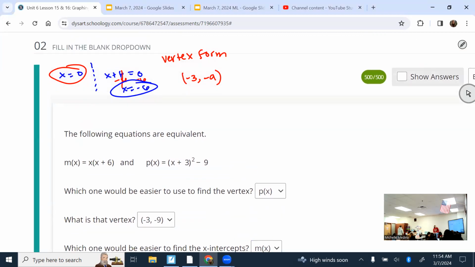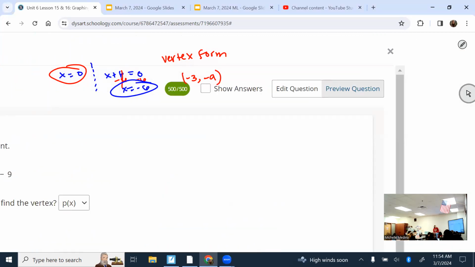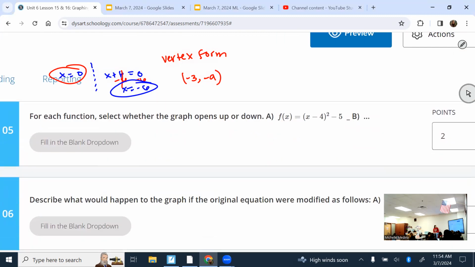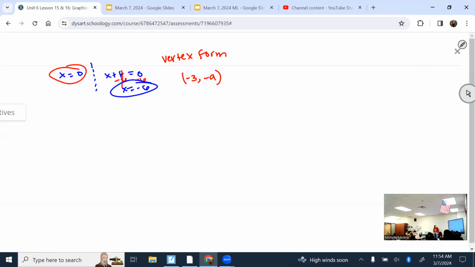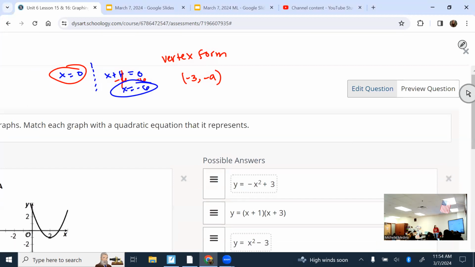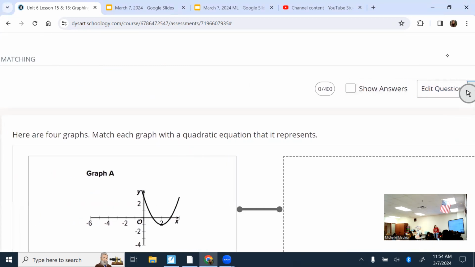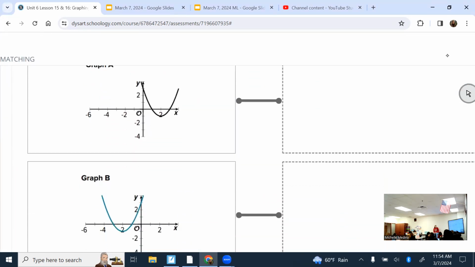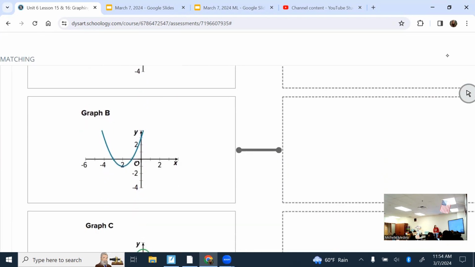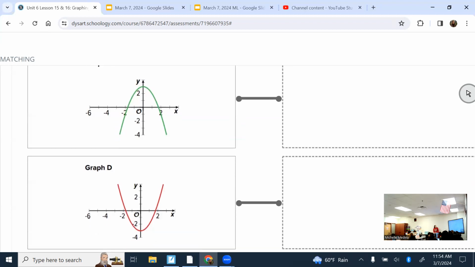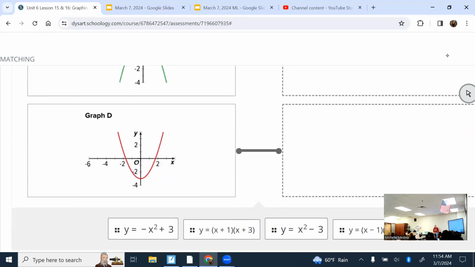So on the 15 practice, number 7. We have 4 graphs and we're matching them with the quadratic equation that represents it. So let's just take a look at what we have going on here. Something going to the right, something going to the left, something flipped, and something shifted down. And comparing them all to my parent graph.